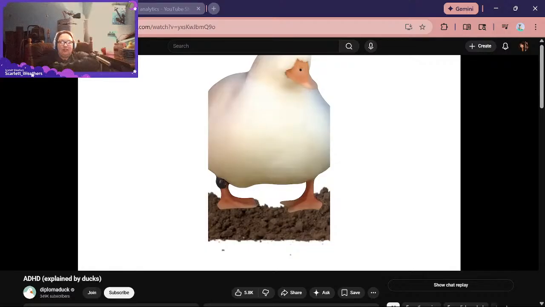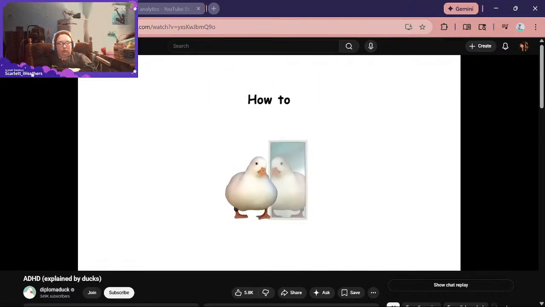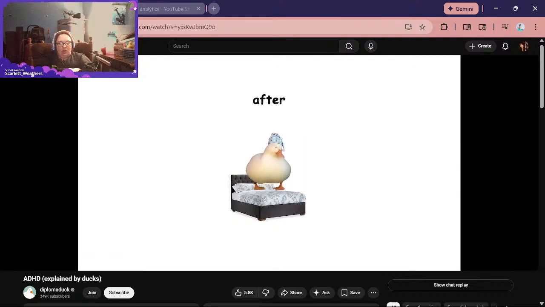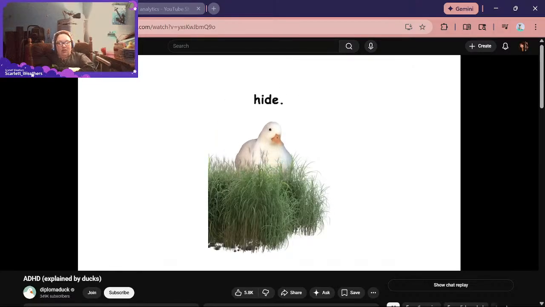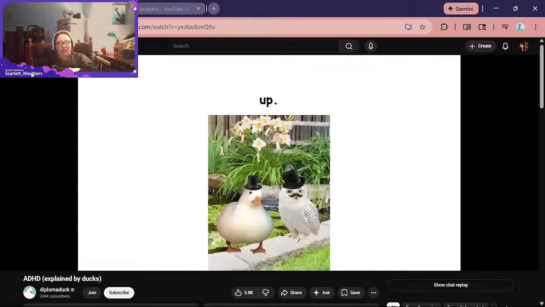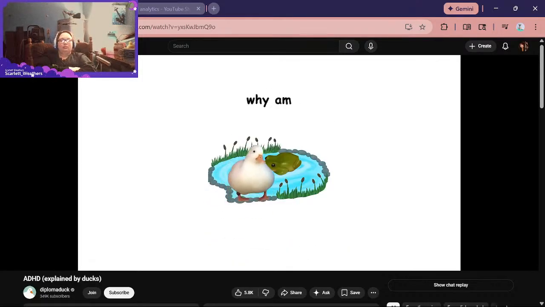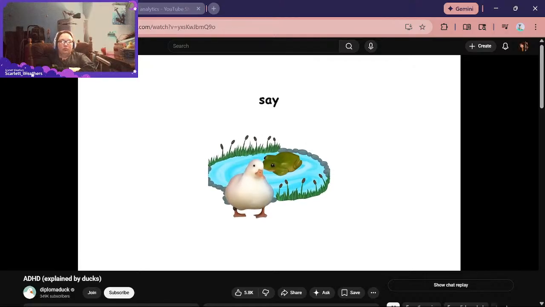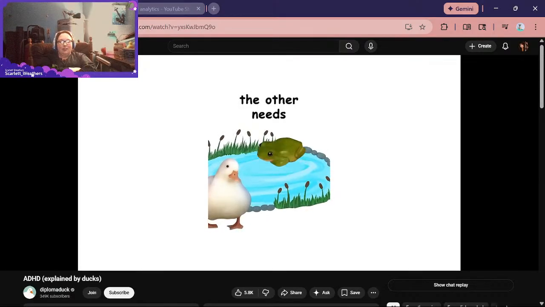Mud on flippers? Panic. Duck masks, nods when confused, rehearses how to say quack. Exhausted after one conversation. Duck wants to be social, but also hide and read. Wants to speak up, wants connection, but fears the cost. Ducks say, why am I like this? Wise Frog says, you are two ducks in one brain. One needs structure, the other needs chaos.